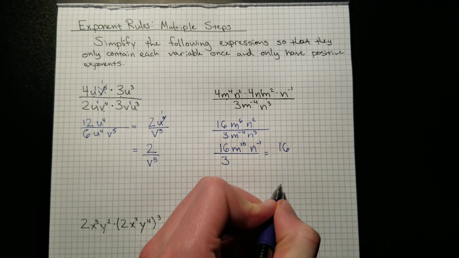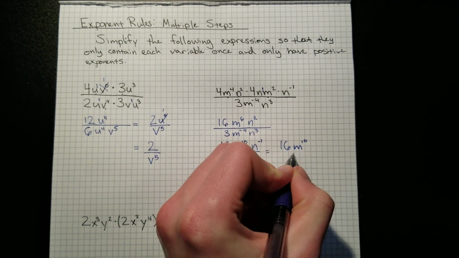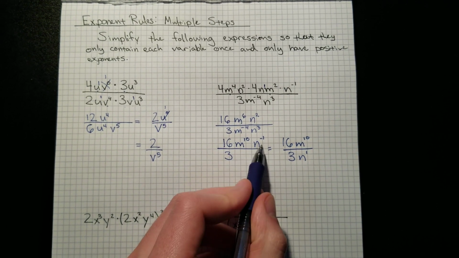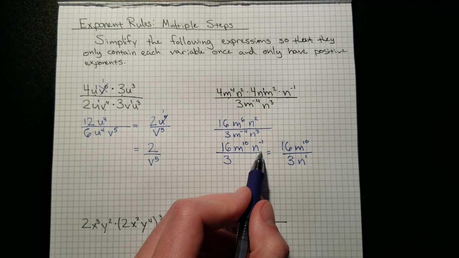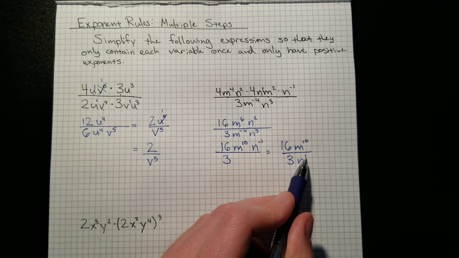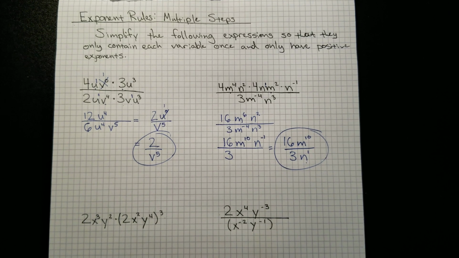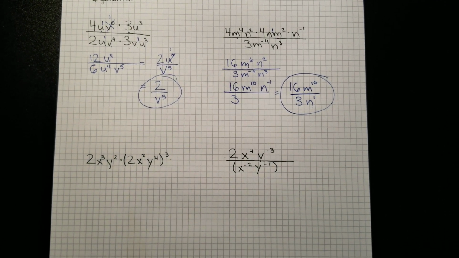Which means that our final answer is going to be 16 m to the 10th divided by 3 n to the 1, because whenever you have a negative, that means that you have to put it on the other side of the fraction and make it positive. So we have a positive thing there as well. So that means we've done that one. All right, that's 2 of them.